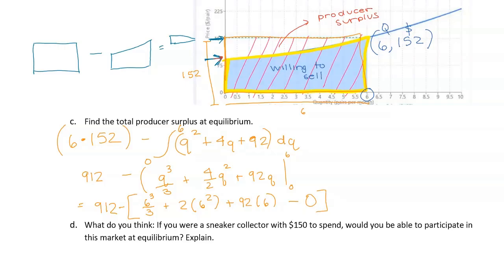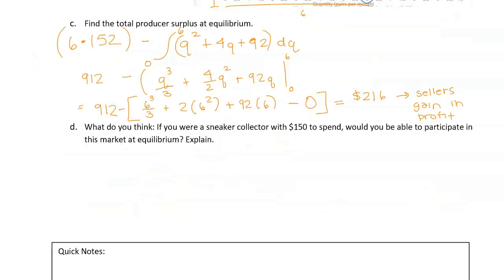Now, with a little bit of calculator work, I get $216. This is the seller's gain in profit. This is the amount that the seller receives beyond their minimum acceptable price. The next question says, if you were a sneaker collector with $150 to spend, would you be able to participate in the market at this equilibrium? And the answer here would be no, we're $2 shy.